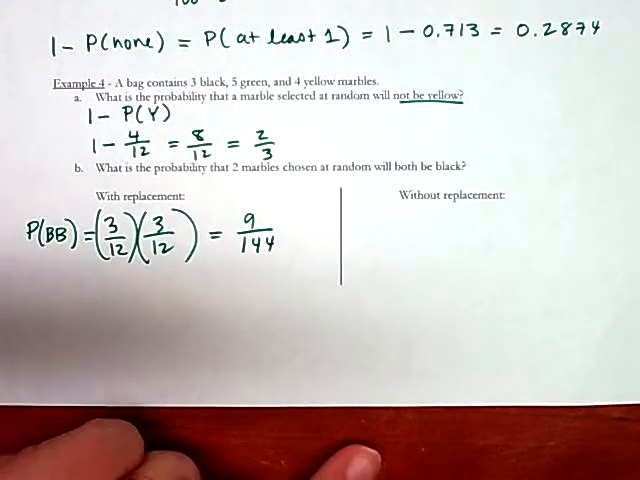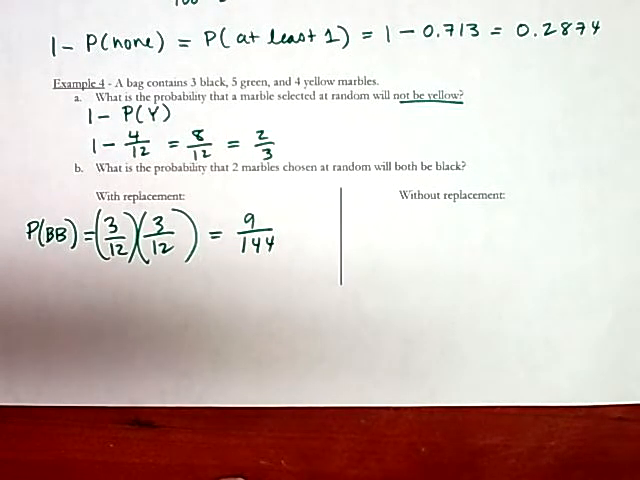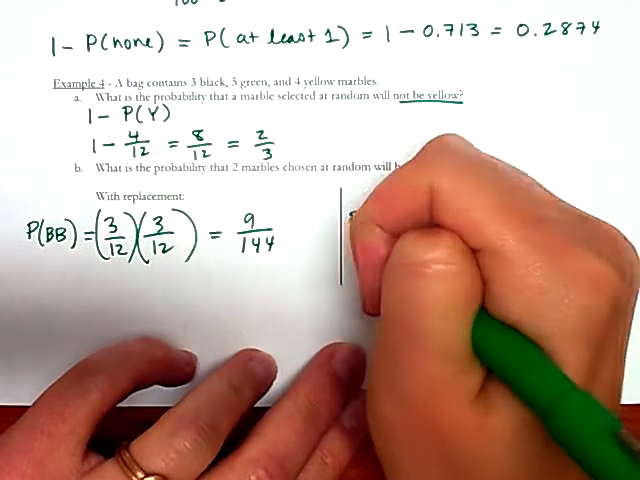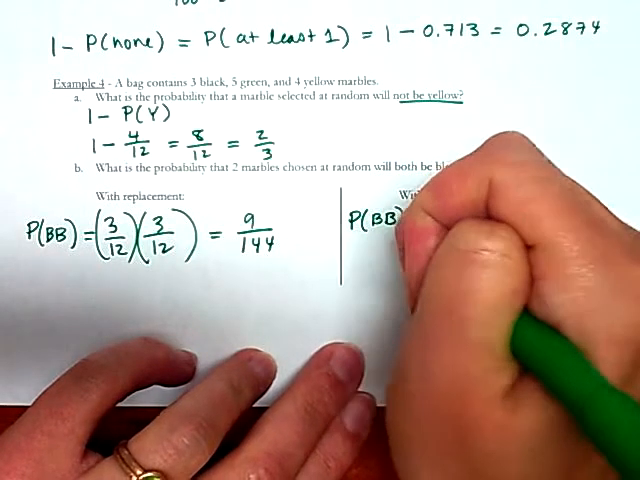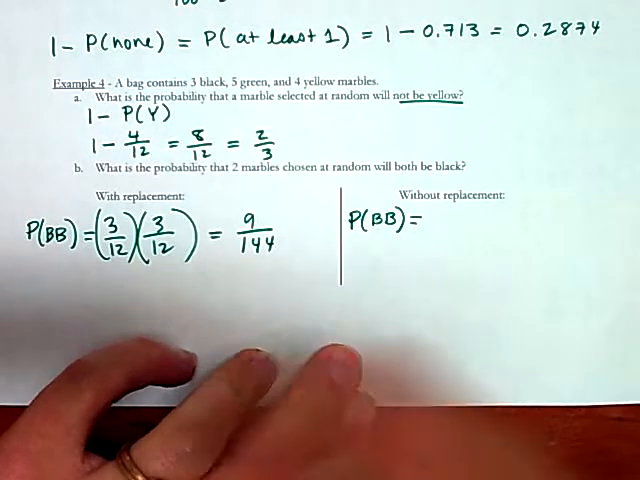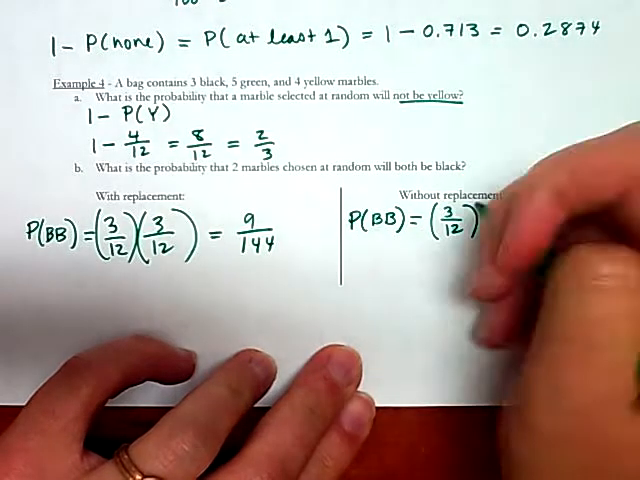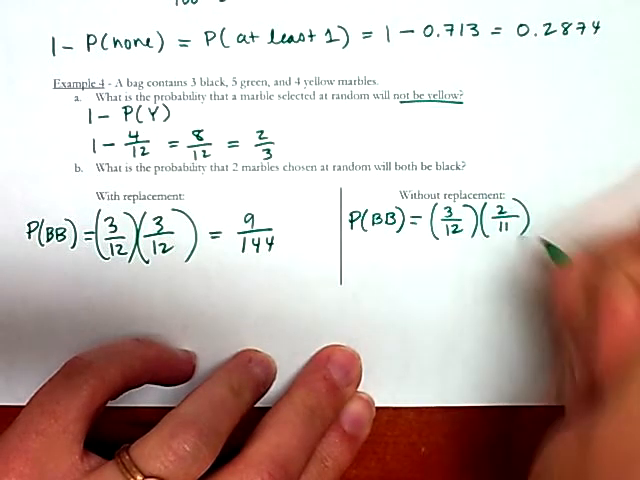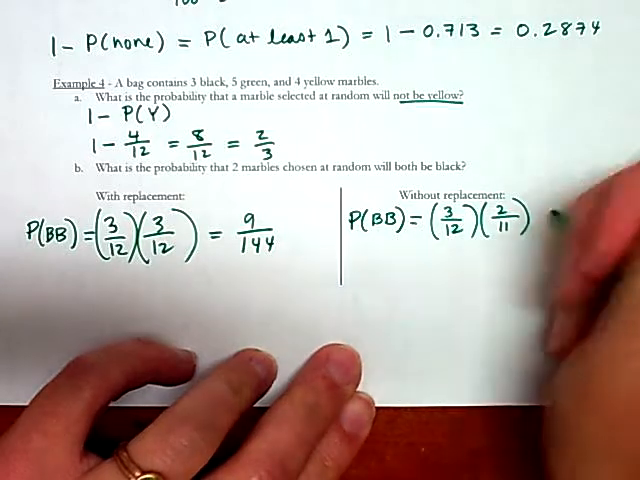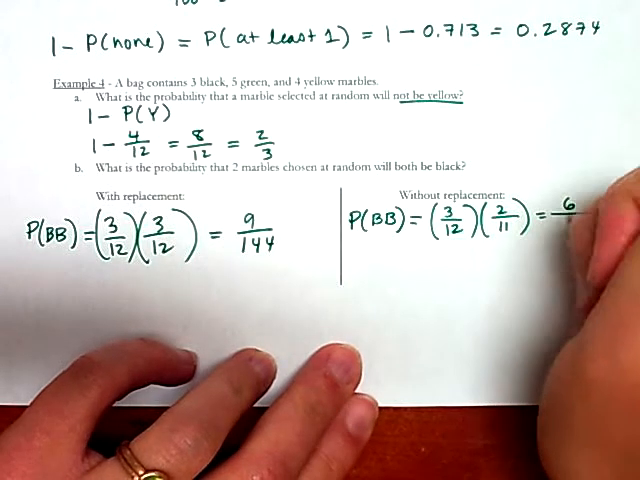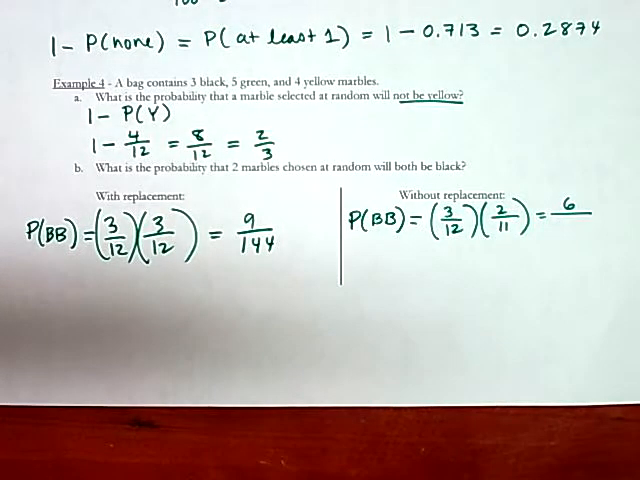Okay, without replacement, it's a little bit different. One way of doing this is starting the same way and saying, okay, the first time I have 3 out of 12, but I drew a black, so now there's only 2 black remaining out of 11. You could do it that way, and you get 6 out of, I think it's 132. Is that right? Yes. Okay.